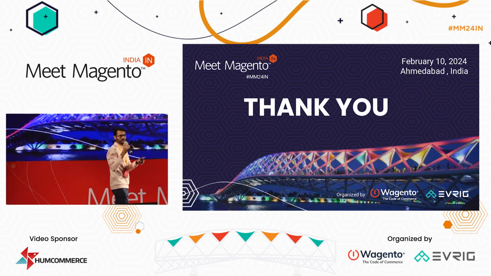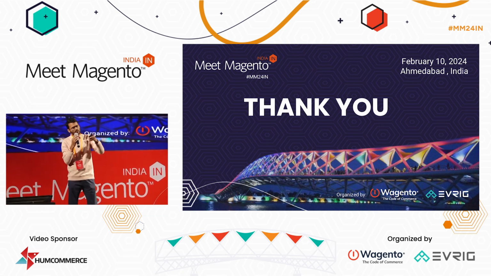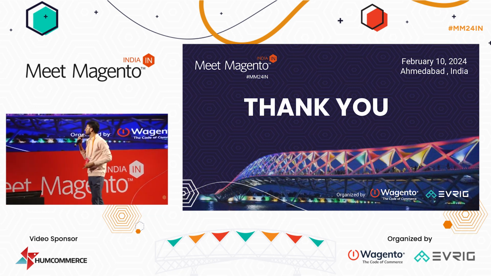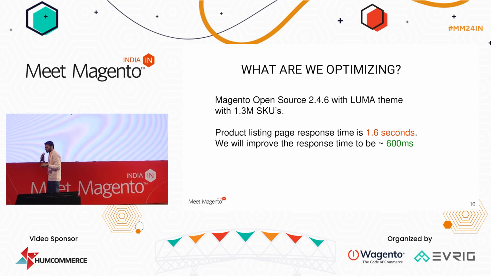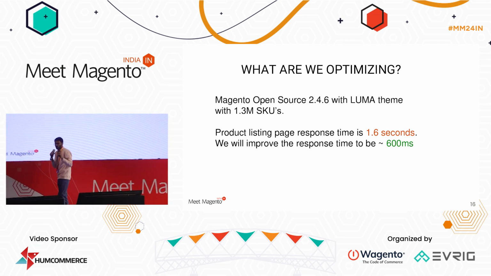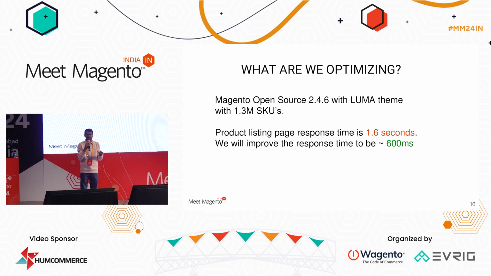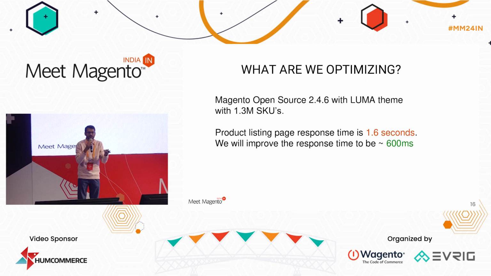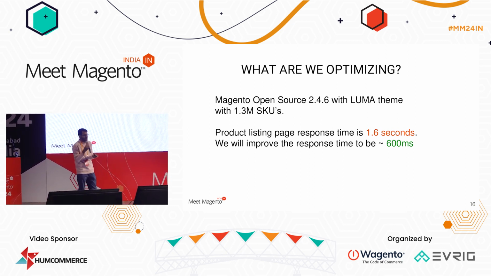Thank you to the people who have stuck around. And now we'll get into the boring technical details. So what is it that we want to do now? We want to optimize a product listing page without caching. If you disable the caching, it right now takes 2 seconds.